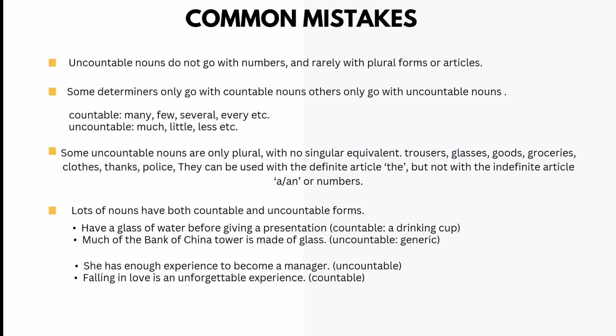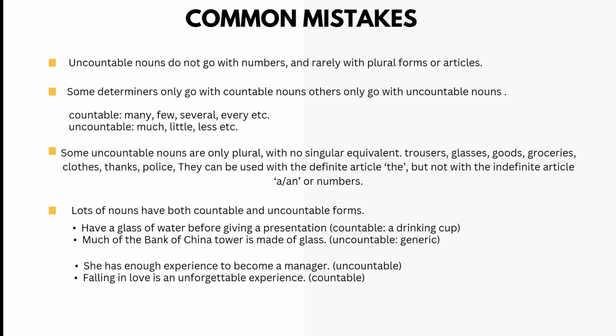Okay, the next point is that lots of nouns have both countable and uncountable forms. As I told you before, they can change in different contexts. For example, look at the examples. The first one: have a glass of water before giving a presentation. Much of the Bank of China tower is made of glass.